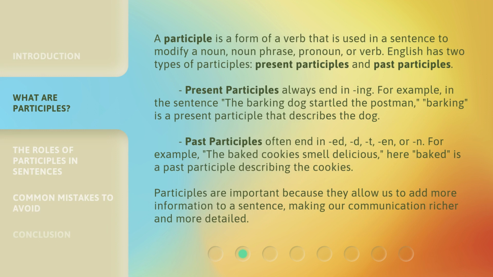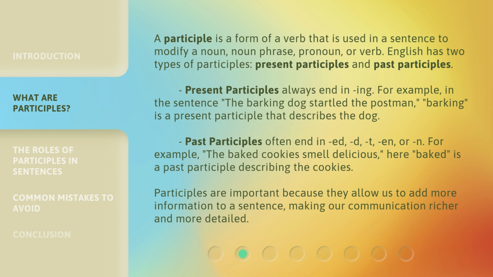A participle is a form of a verb that is used in a sentence to modify a noun, noun phrase, pronoun, or verb. English has two types of participles: present participles and past participles. Present participles always end in -ing. For example, in the sentence, "The barking dog startled the postman," barking is a present participle that describes the dog.